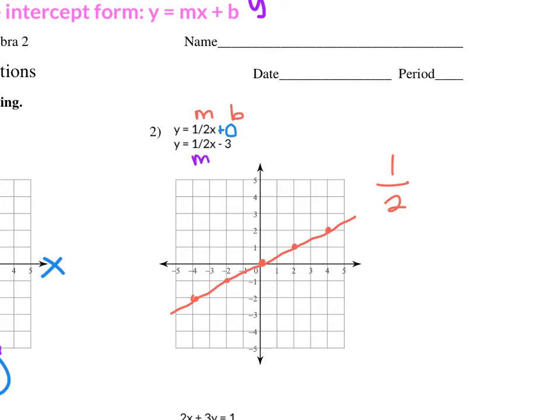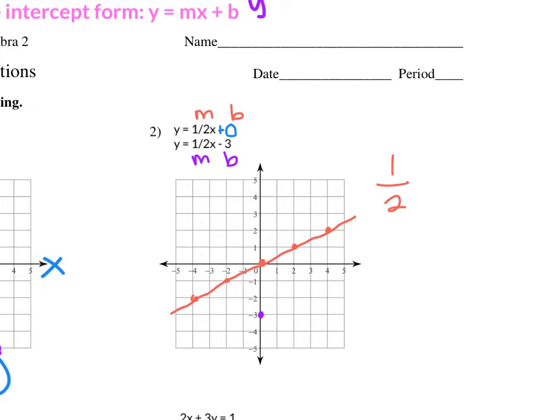Okay, let's take a look at that second equation. My m is 1 over 2. My b is negative 3. Be sure you're always keeping the sign that's in front of the number, so that's a negative 3. So begin with b. Begin with your y-intercept at negative 3.